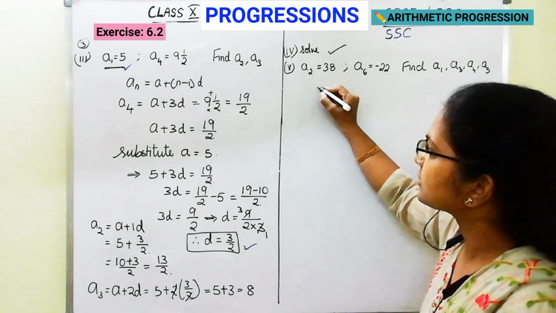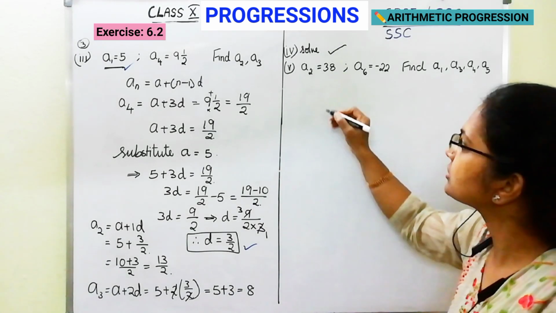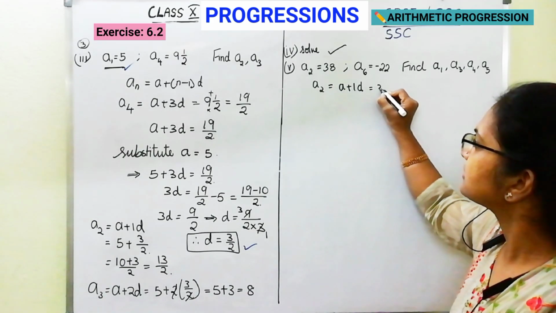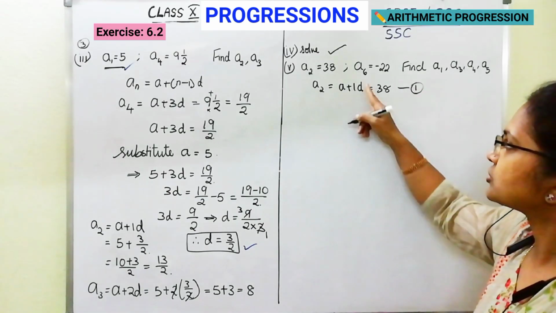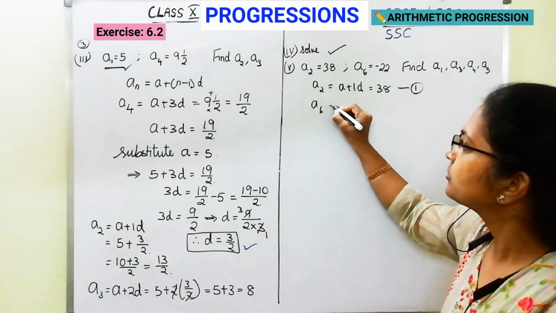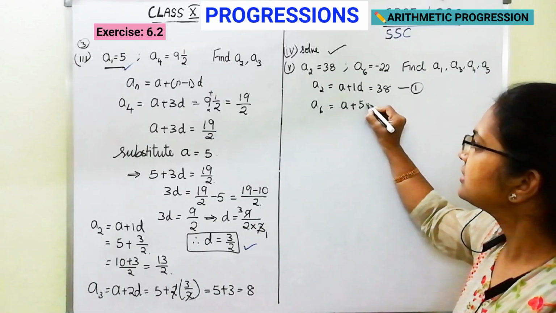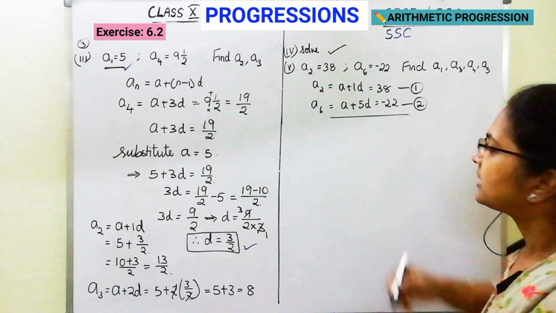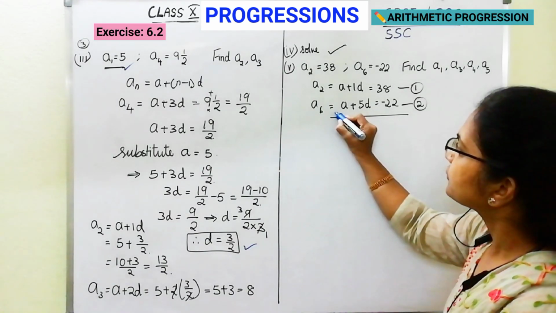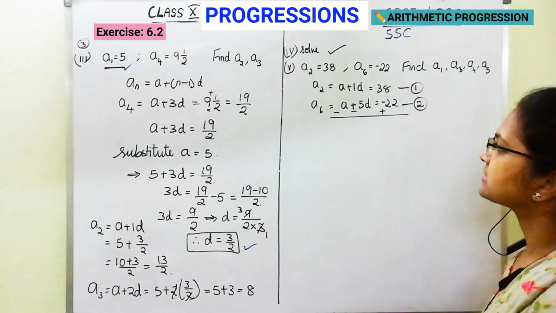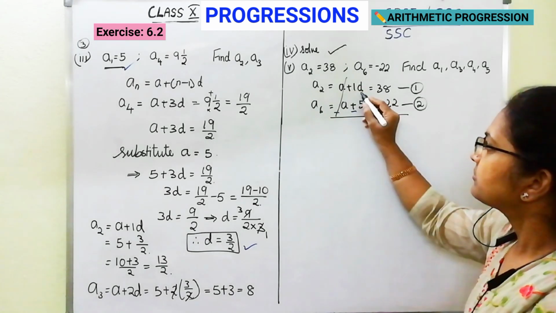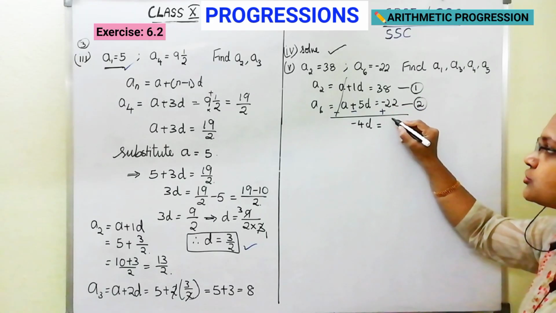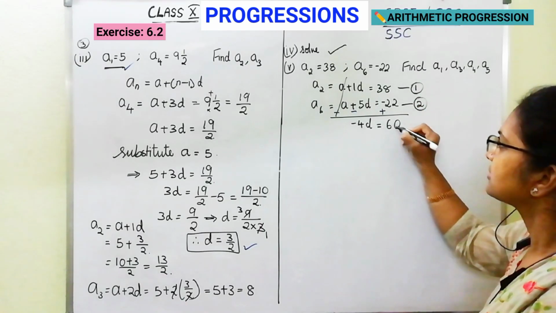A2 and A6 are given to us. This is the same as the second question, elimination method. A2 is equal to A plus 1D, that is 38. This becomes our first equation. And A6 is equal to A plus 5D, that is minus 22. This becomes our second. Now we move on with the elimination method. Change the signs of the lower one, minus, minus, and this becomes plus. Cancel plus A minus A. Here we land with minus 4D is equal to, add these two, it becomes 60.